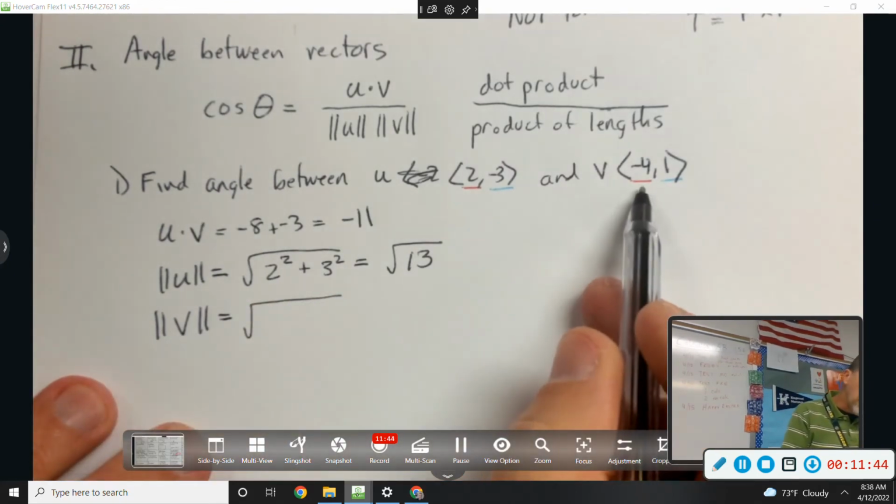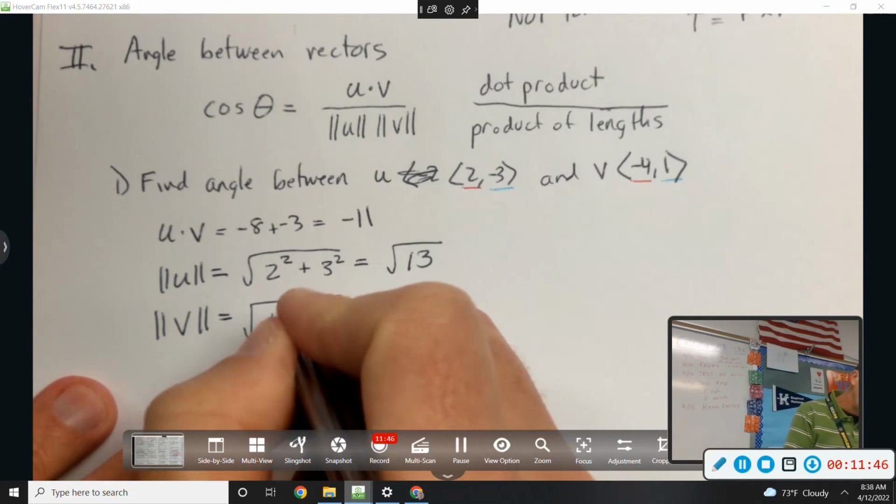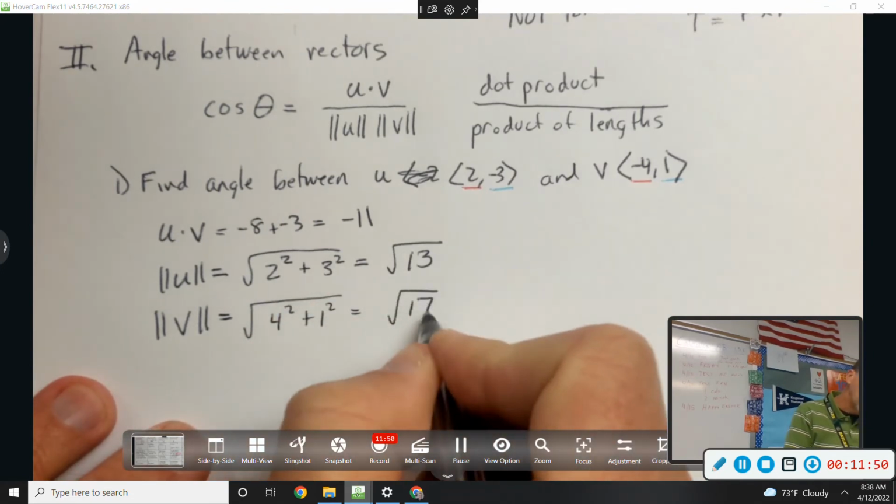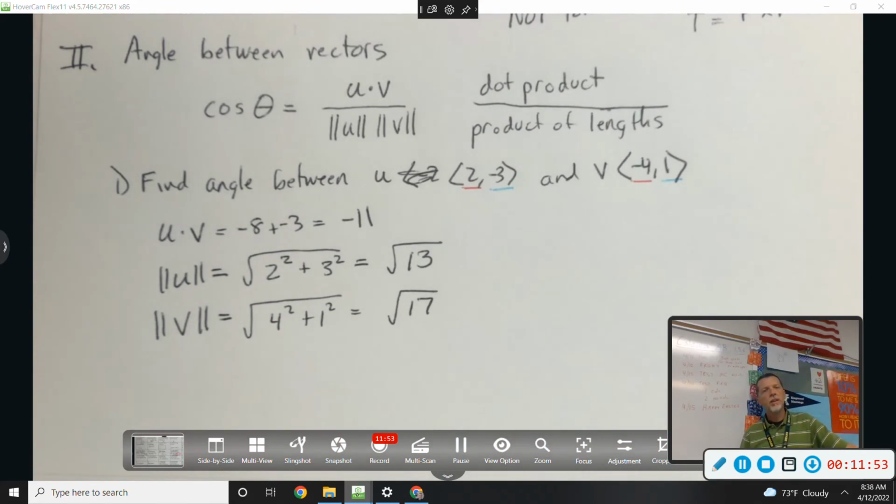Same thing with whatever we get for v here. 4 squared plus 1 squared. 16 plus 1 is 17. That's 4 point something, but I don't really care about the 4 point something.